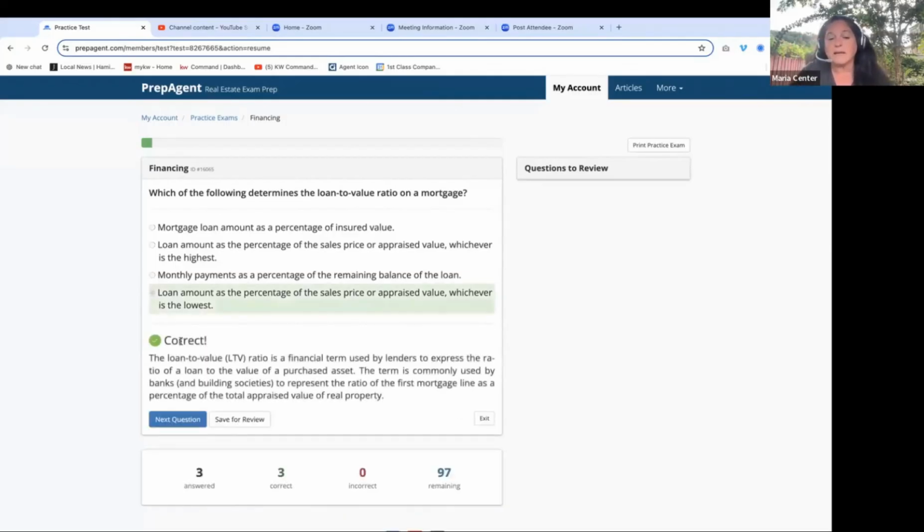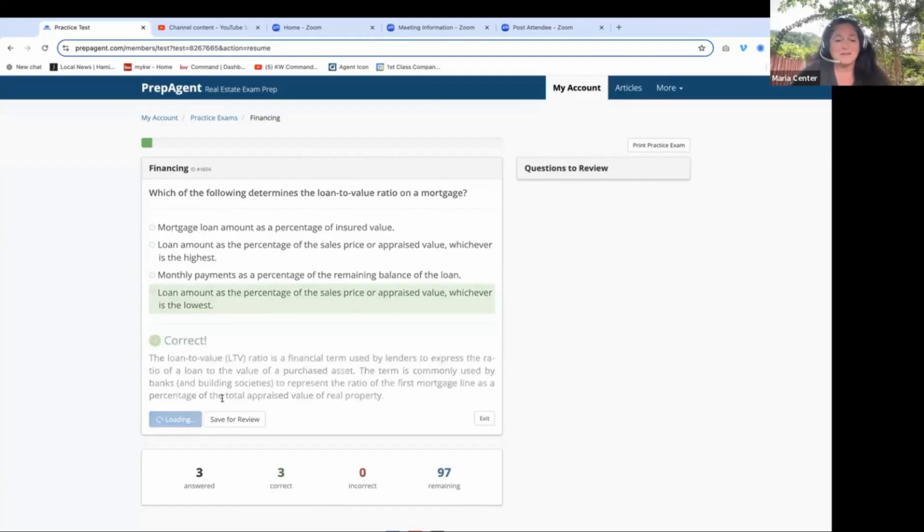It's going to be the loan amount as the percentage of the sales price or appraised value, whichever is the lowest. Remember that the lender is always going to be careful. He does not want to loan more than the value of the property. So if the appraised value comes in lower than the contract or sales price, the lender would base the loan and the loan to value ratio off of that lower amount. But if the appraiser comes in higher than the contract price, then they would base it off the lower number, the contract price. The lender is always going to play it safe when it comes to loan to value ratio.